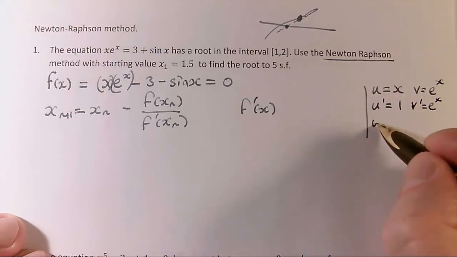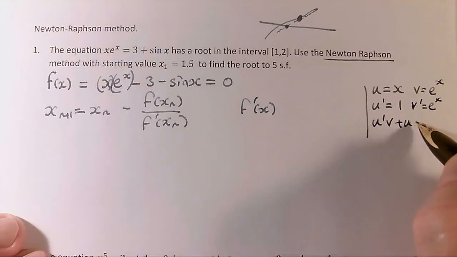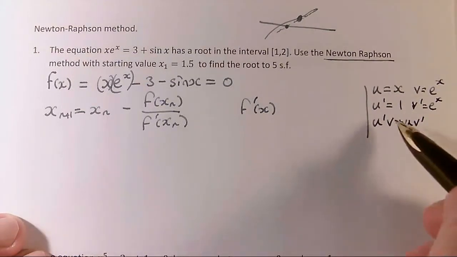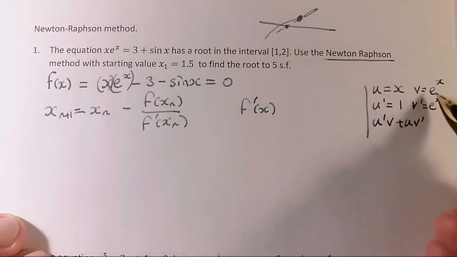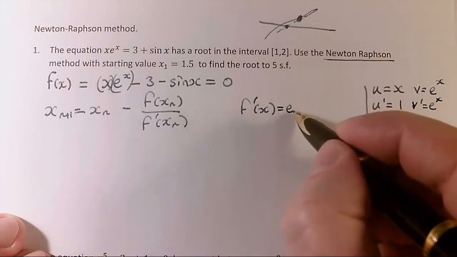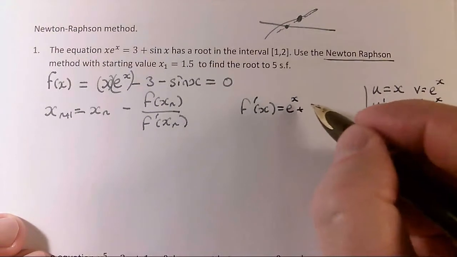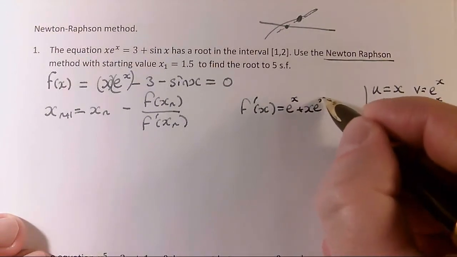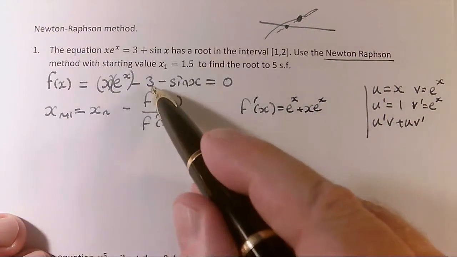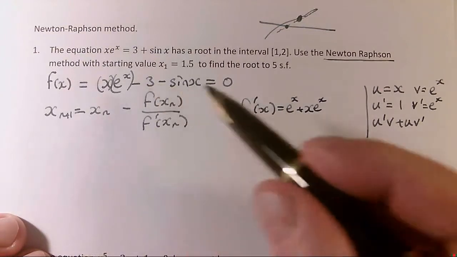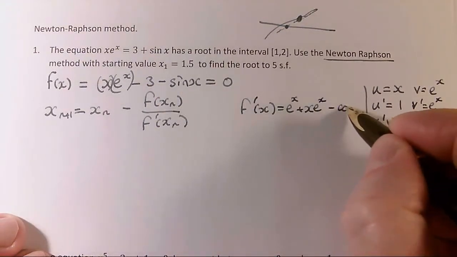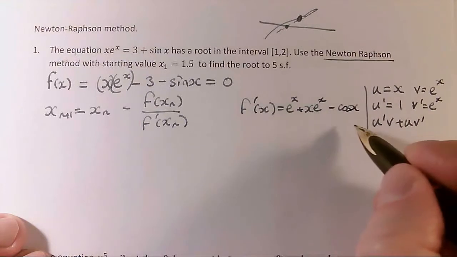So I've got to do u dashed v plus u v dashed for that first bit. So the u dashed v will give me e to the x, plus u v dashed will give me x e to the x. And then I've got to differentiate minus 3. Well, that just vanishes. Minus sine x differentiates to minus cos x. So there's my f dashed of x.